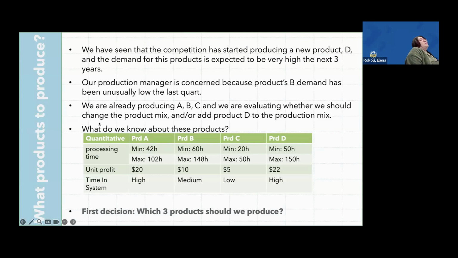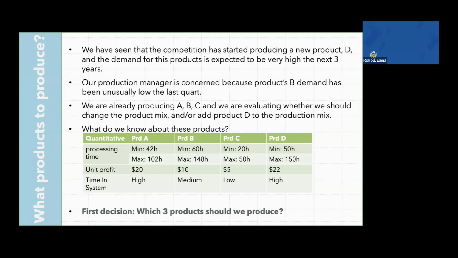We have seen that the competition has started producing a new product, and the demand for this product is expected to be very high the next 3 years. Our production manager is concerned because product B's demand has been unusually low the last quarter. We are already producing A, B, and C, and we are evaluating whether we should change the product mix and/or add product D to the production mix.